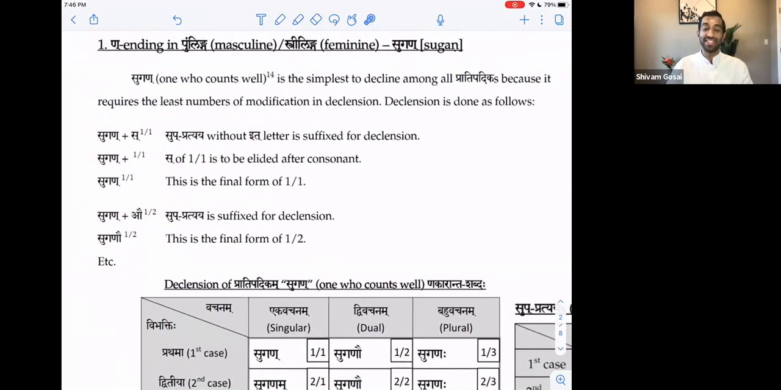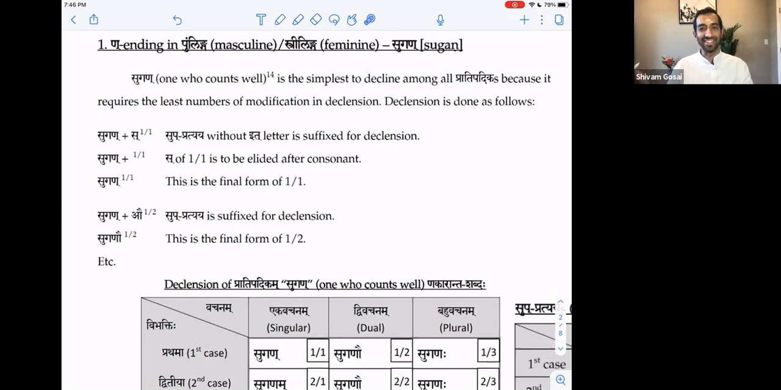So let's look at one simple prātipadika. Notice, right? This is going to be na ending. This is the first time we're seeing a consonant ending prātipadika. So na ending in Punlinga, and this Strilinga is going to be the same. Okay, no different in masculine and feminine. Okay, the word is sugan. Nakara, so your tongue should go up. Na. Sugan. The word means one who counts well.